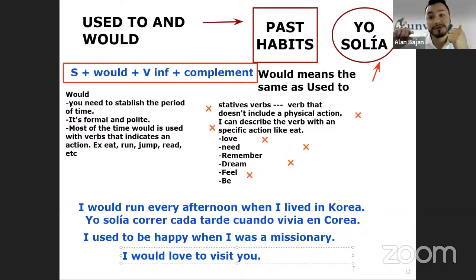Con would siempre especificamos el tiempo para que la persona pueda saber que yo estoy diciendo yo solía. Y de nuevo, esto es bien formal. If you use would, it's because you are saying a speech or you are reading a book loudly, right? But in a casual conversation, you will use used to.